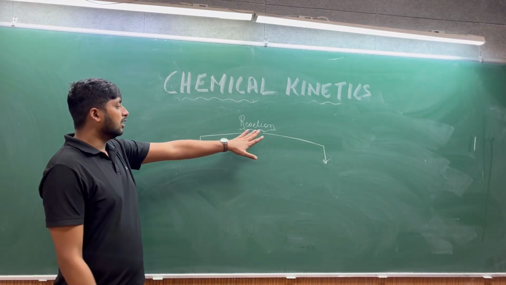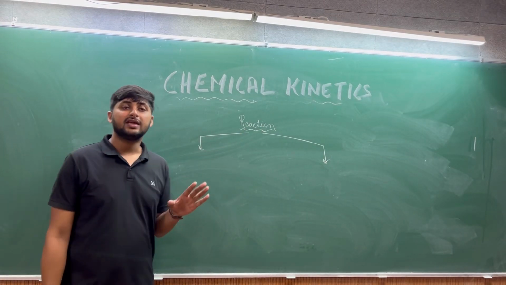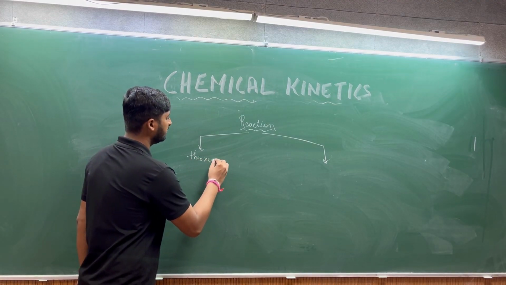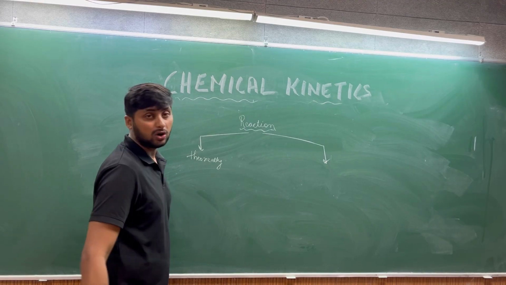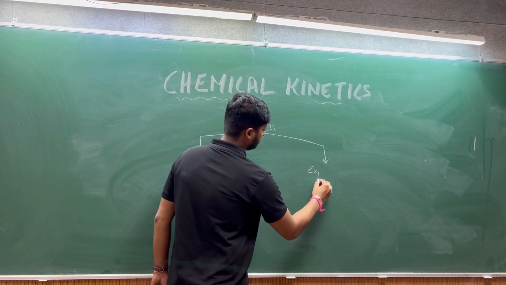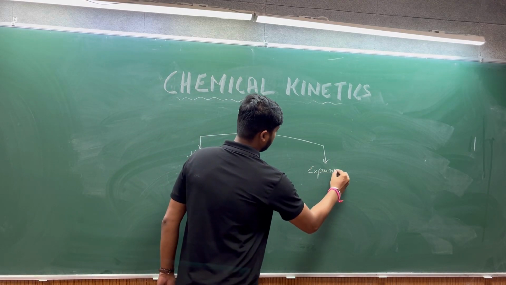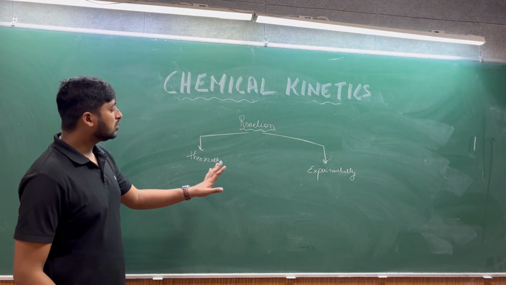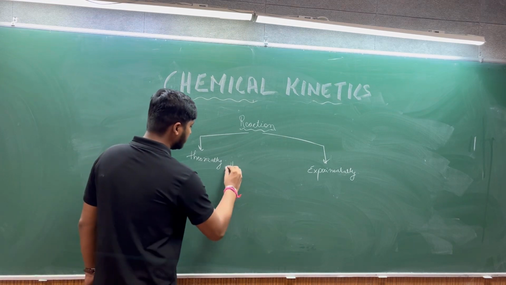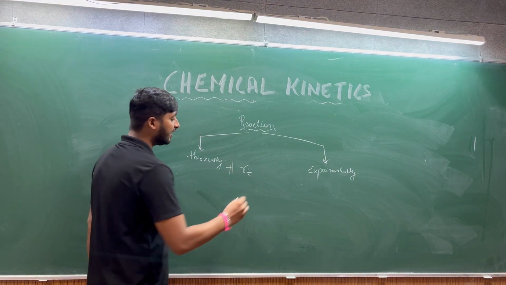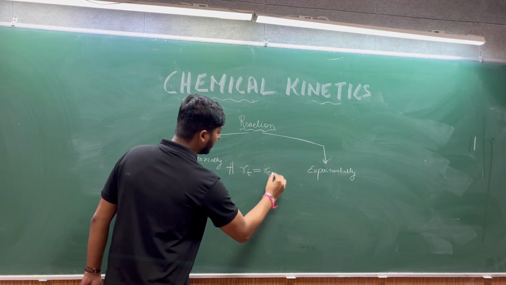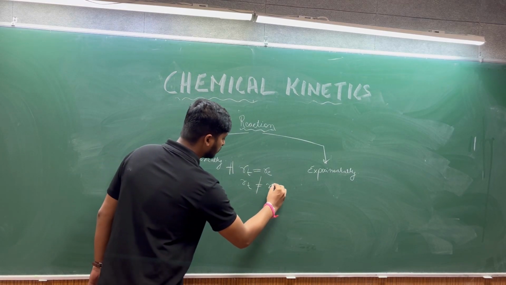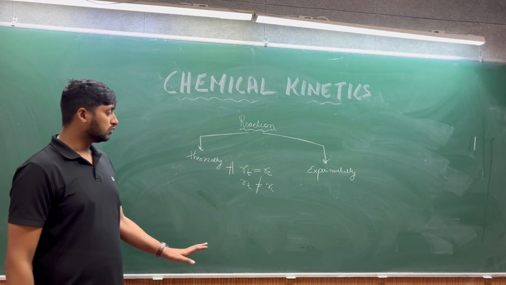So for a particular reaction, the rate of the reaction can be determined theoretically, that we just discussed, by law of mass action, or experimentally. Now there are two cases that will arise: theoretical rate might be equal to the experimental rate, or theoretical rate will not be equal to the experimental rate.